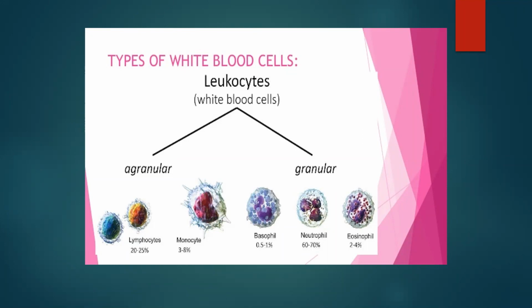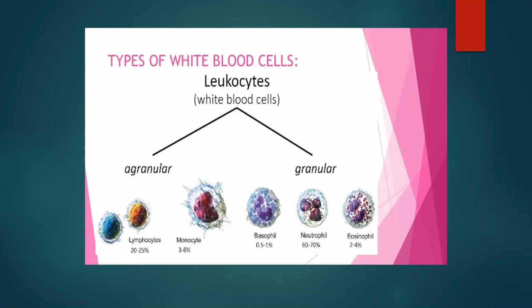The types, because white blood cells are further divided into different types, subcategories, on the basis of granules, granular and agranular. Granules, again, I'm telling you, are actually small particles in the cytoplasm. So we have 5 different types: lymphocytes, monocytes, basophils, neutrophils, and eosinophils.